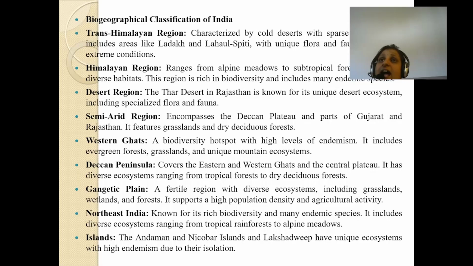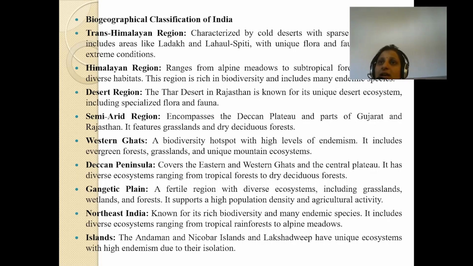Desert region: the Thar Desert in Rajasthan is known for a unique desert ecosystem, including specialized flora and fauna. Semi-arid region encompasses the Deccan Plateau and parts of Gujarat and Rajasthan. It features grasslands and dry deciduous forests. Western Ghats, a biodiversity hotspot with high levels of endemism. It includes evergreen forest, grassland, and unique mountain ecosystems.